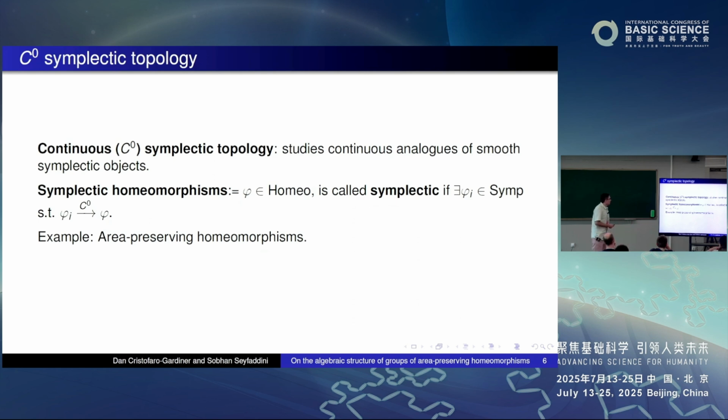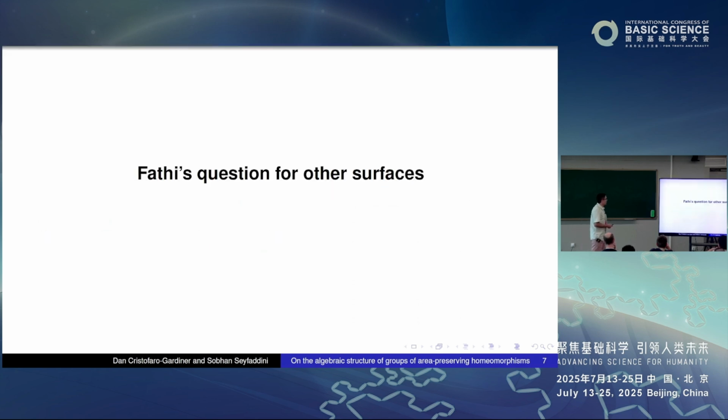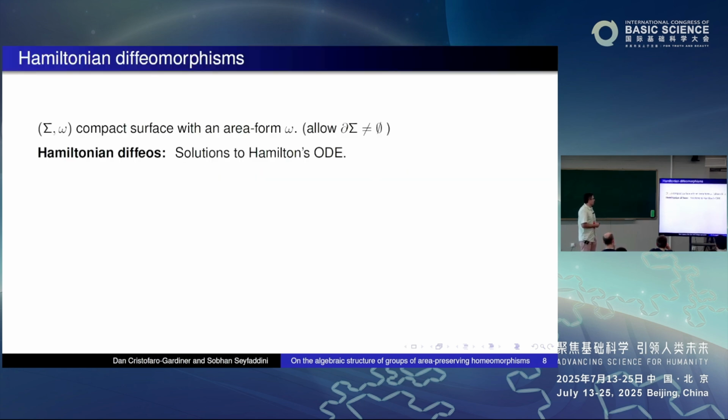Okay, so with that said, I'll tell you a little more about Fathi's question. I told you what his question was for the disk, but he actually posed a more general question about all surfaces, and that's what I want to tell you about next. So now let's consider a surface, sigma, equipped with an area form, and we suppose that it has boundary. So it could be the disk or any other surface with boundary.